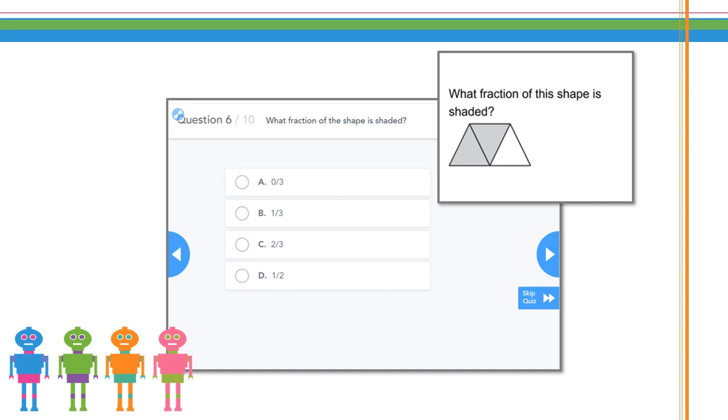Question 6, what fraction of the shape is shaded? So this is a similar type of question. We have a model. The model shows 3 equal parts to make the whole, so my denominator is going to be a 3. And then it's asking us to count the parts that are shaded. There are 2 parts that are shaded, so my numerator is a 2, so 2/3. So the answer is C.